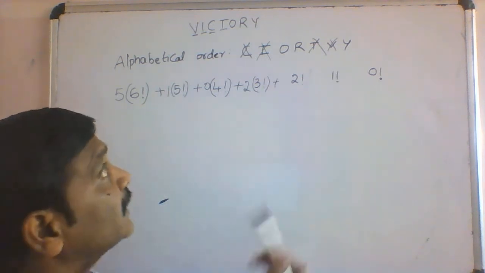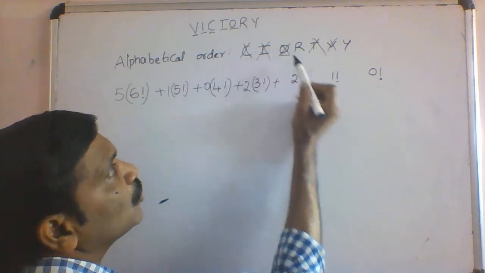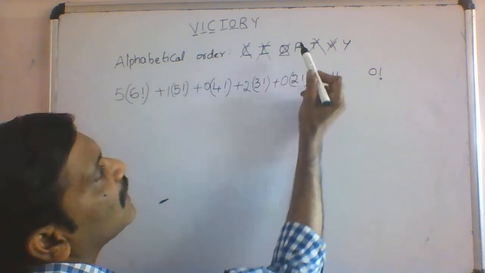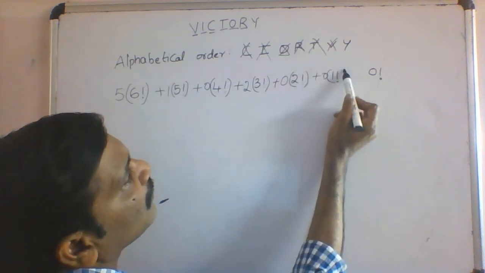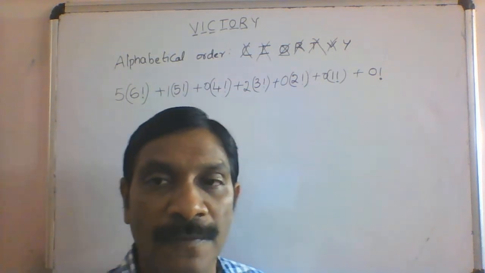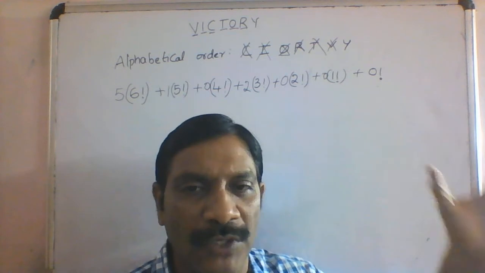Plus. Next required letter O. Where is O? Here. Strike off. Before O, no letters. So 0. Plus. Next required R. 0. And the next one is always 0 factorial, which is 1. Okay. That represents the position of the word.